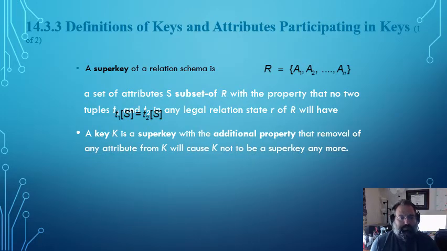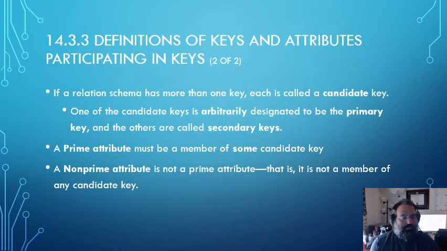A superkey of a relational schema R of A through N is a set of attributes S, a subset of R, with the property that no two tuples T1 and T2 in any legal relation state R will have T1[S] equal to T2[S]. A key is a superkey with the additional property that removal of any attribute from K will cause K not to be a superkey any longer. If a relation schema has more than one key, each is called a candidate key. One of the candidate keys is arbitrarily designated to be the primary key, and the others are called secondary keys.